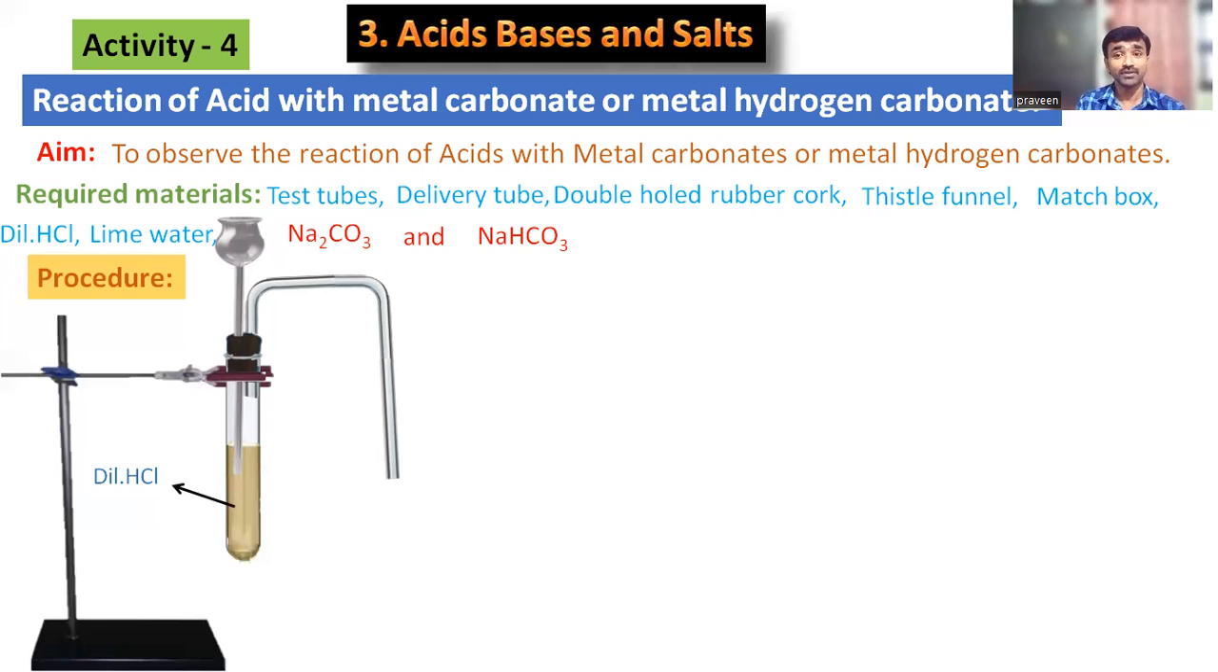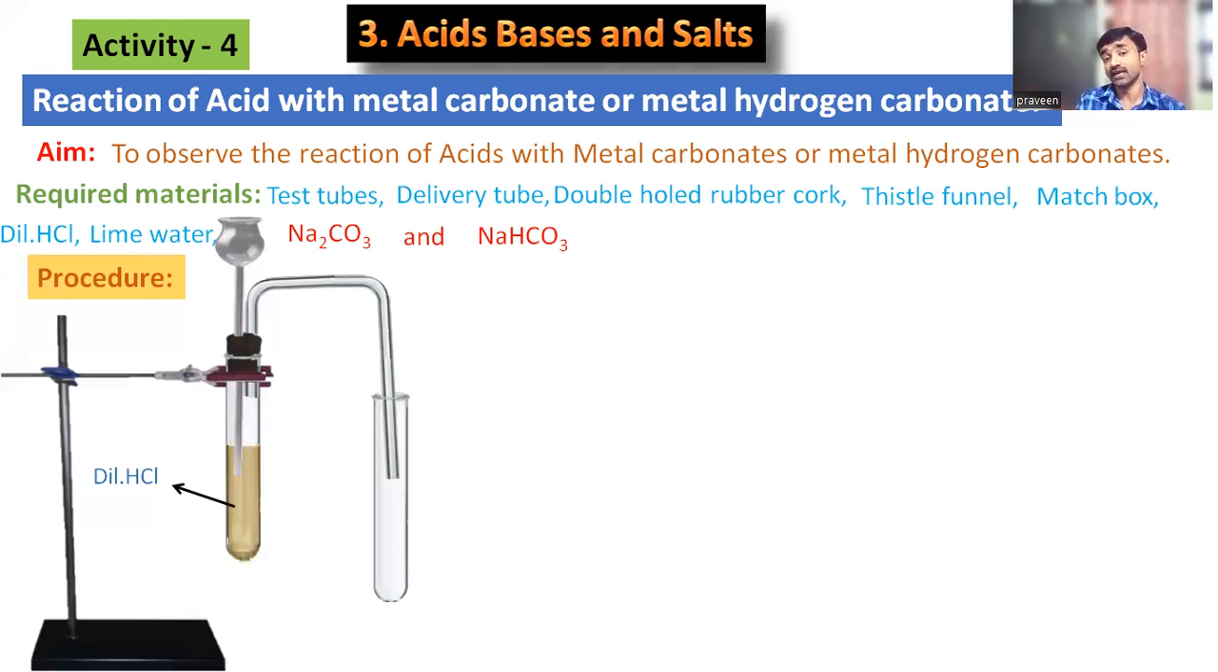Then I need to add metal carbonate or metal hydrogen carbonate. So I am adding here a metal carbonate, that is sodium carbonate, Na2CO3, through the thistle funnel. So look at that, adding sodium carbonate granules or sodium carbonate salt crystals into the HCl through the thistle funnel.